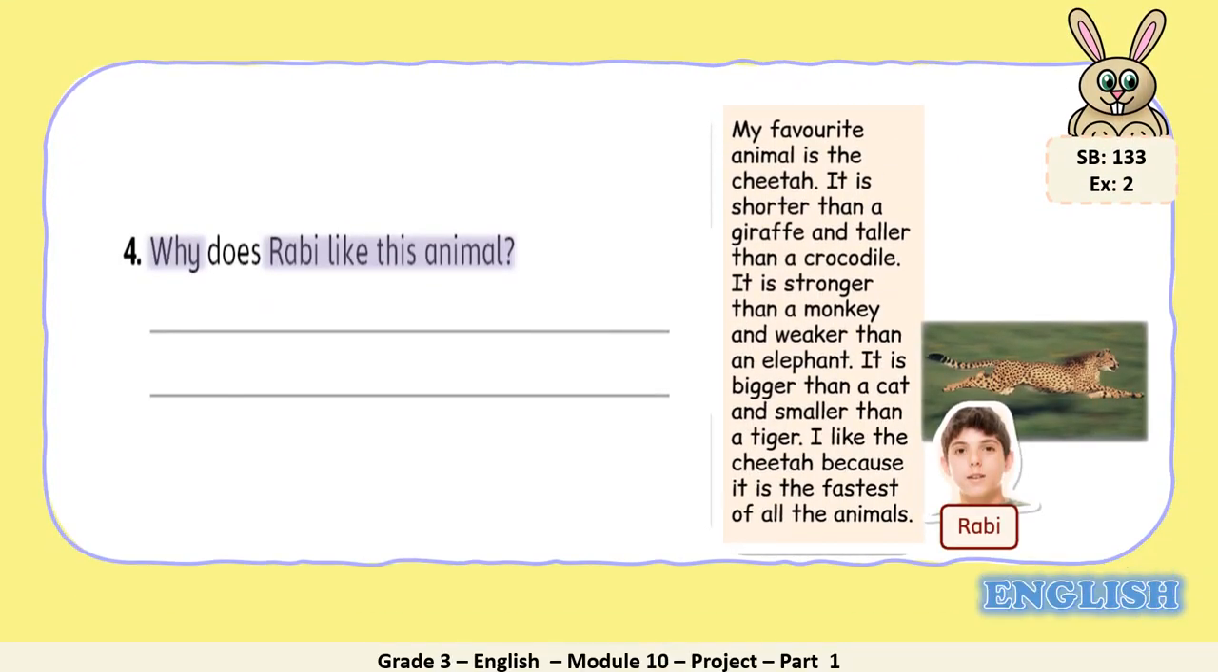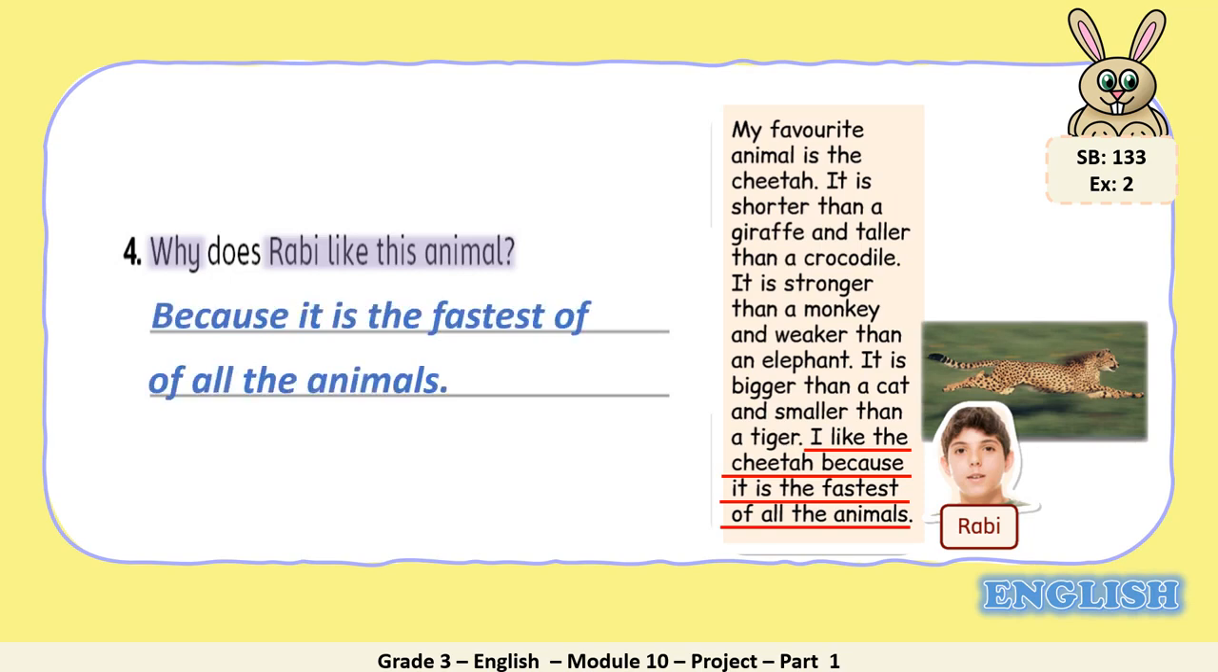Now we come to the last question. Question number 4. Why does Rabia like this animal? We need to be looking for a reason. Something that makes cheetahs so special that Rabia likes them. It's right there in the text. Rabia says, I like the cheetah because it is the fastest of all the animals. So when we write our answer, we will say, because it is the fastest of all the animals.